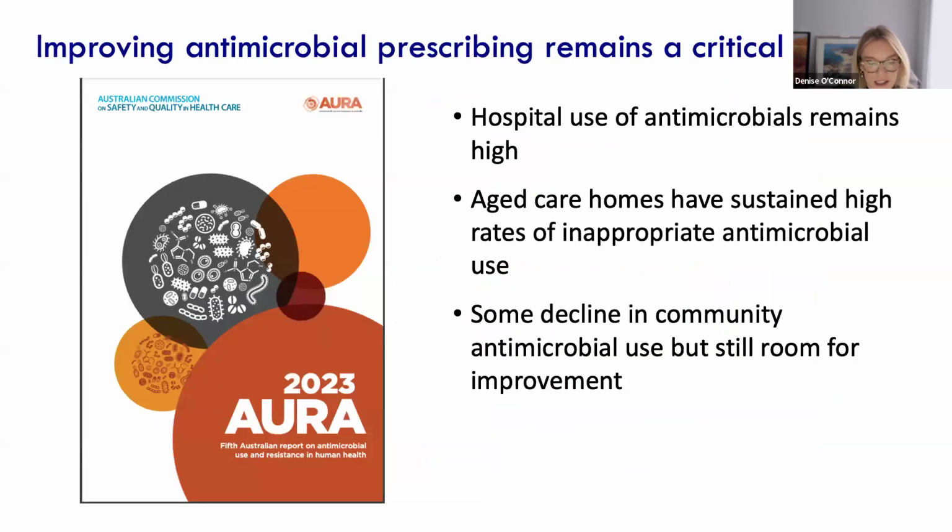Of course, I don't need to tell this audience about the growing, ongoing threat and problem of antimicrobial resistance and the critical need to improve antimicrobial prescribing appropriateness across One Health. While we know that there have been some improvements over time, the data from the recent AURA report and also the NAPS audits show that about 1 in 4 antimicrobial prescriptions in hospitals remain inappropriate, and that aged care homes should also be a major focus for research translation efforts.